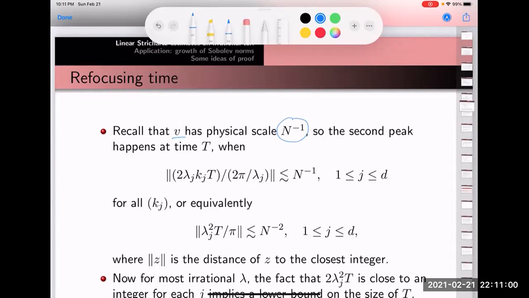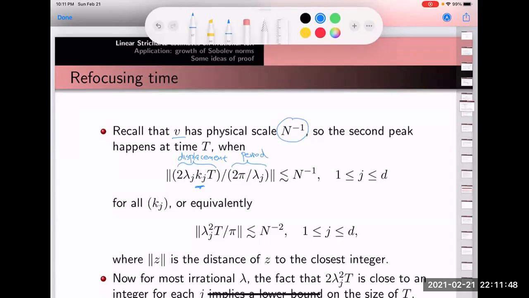It means that if you have any integer vectors, any frequencies kj, then the time... Okay, so this is the distance traveled, the displacement. And this is the displacement in the jth coordinate, and this is the spatial period. So displacement divided by spatial period should be really close to an integer, because the torus is periodic, and you want the wave packet to come back to the original position to have this reconcentration.